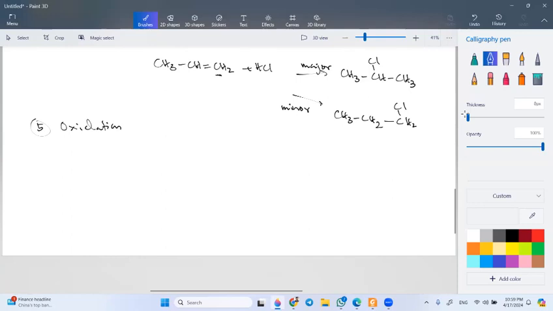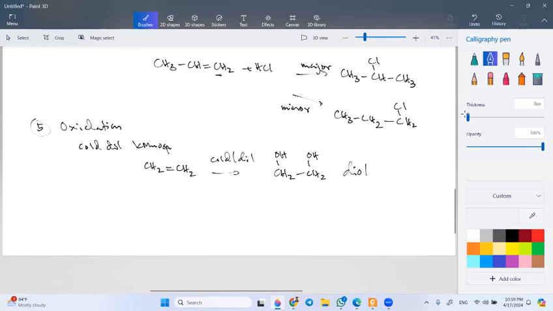In oxidation, we can use cold dilute KMnO4 or hot concentrated KMnO4. There are two reactions, right? First one, cold dilute KMnO4. Whenever we use it, the double bond in alkene is broken, right? Cold and dilute, acidified KMnO4. Then what will happen? Two OH groups are attached to each carbon. So this sort of thing is called diol. A diol is produced.